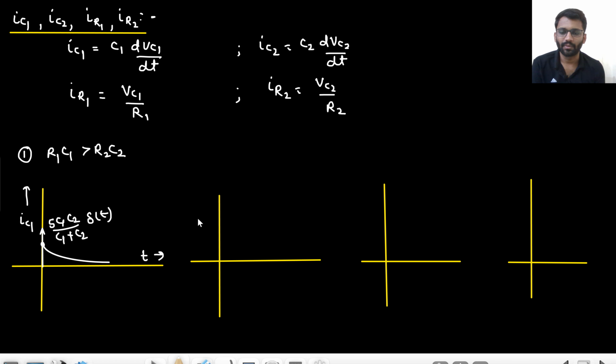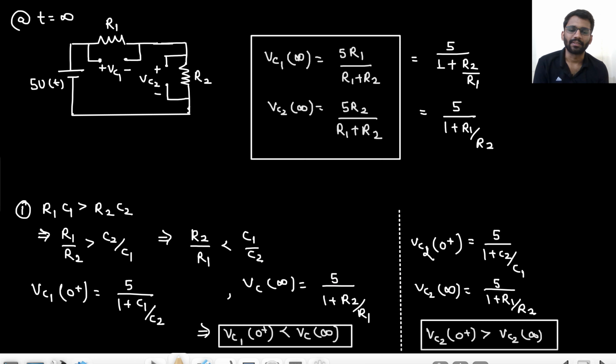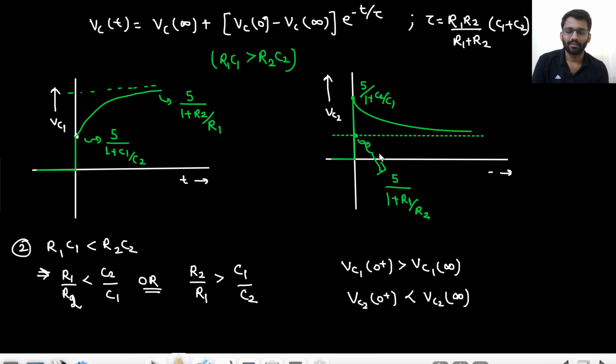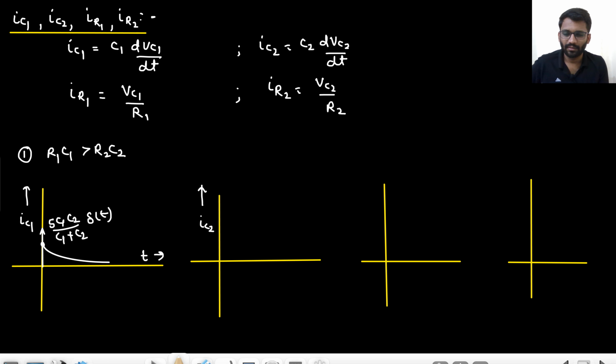Now let's comment on IC2. First we will have an impulse, right? The same impulse we will be having. This much impulse, that will be 5C1C2 upon C1 plus C2. Because of the sudden change, we will be having an impulse. The value will be the same because the change in Vc2 is 5C1 upon C1 plus C2.